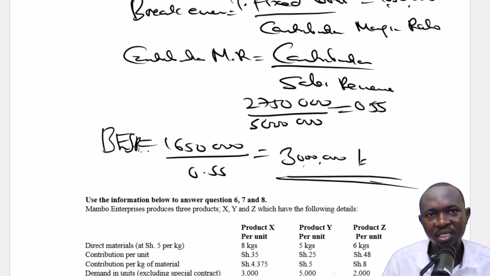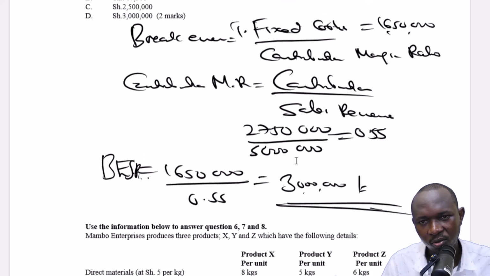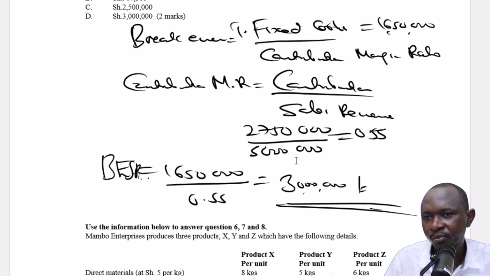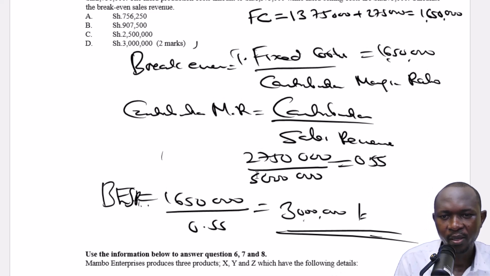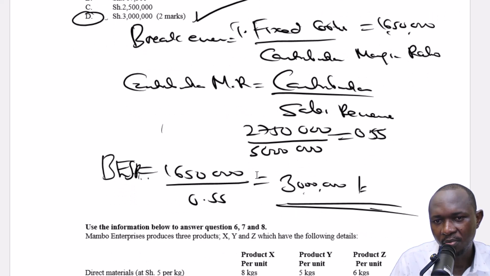Break-even point is basically where we're neither making profits nor losses. The profit is 0. So it means if we make sales of 3 million, we will be at the break-even level. Do you have it somewhere? Yeah, there we go. So the correct answer will be D. It means at a sales revenue of 3 million, we will be breaking even.